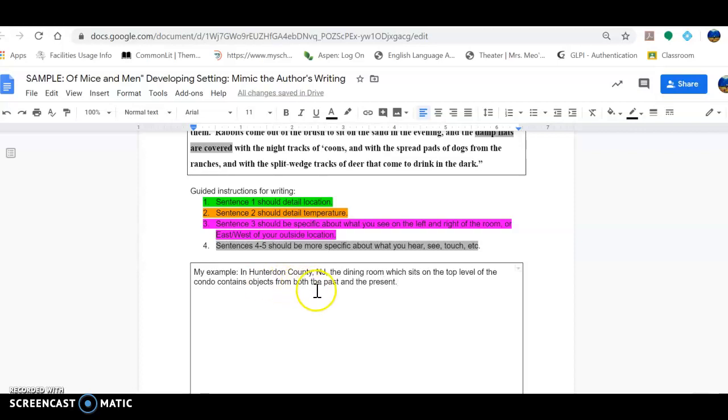So I included a sentence like this because my computer is from the present, but the photos are from the past. That's kind of along the lines of what I was thinking. So that's my first sentence. And it says here that my second sentence should detail temperature. I don't have a thermometer in the room, but I know that the room isn't freezing. So I'm going to go ahead and relate the temperature to the sunlight.